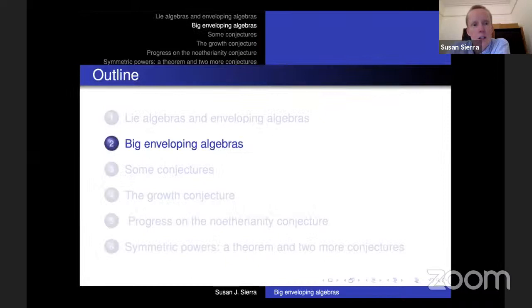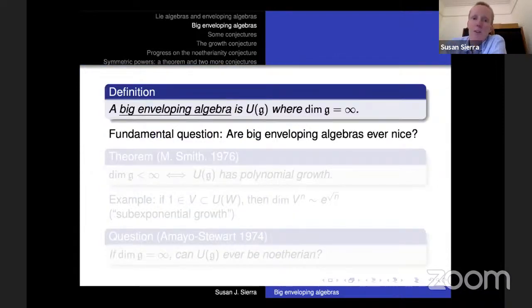So let me now move to talking about what I call big enveloping algebras, which is my shorthand for the enveloping algebra of an infinite dimensional Lie algebra. So in contrast to the finite dimensional case, they're very poorly understood, and most questions about them are open. So the fundamental question about big enveloping algebras is, take a good property of non-commutative rings. Does this ever hold for big enveloping algebras?